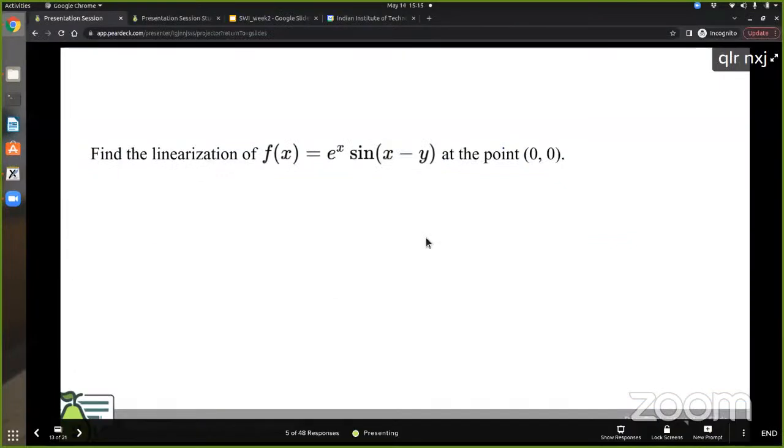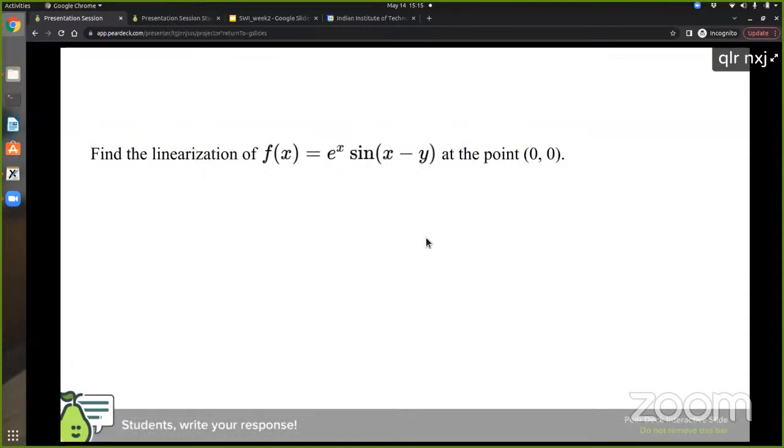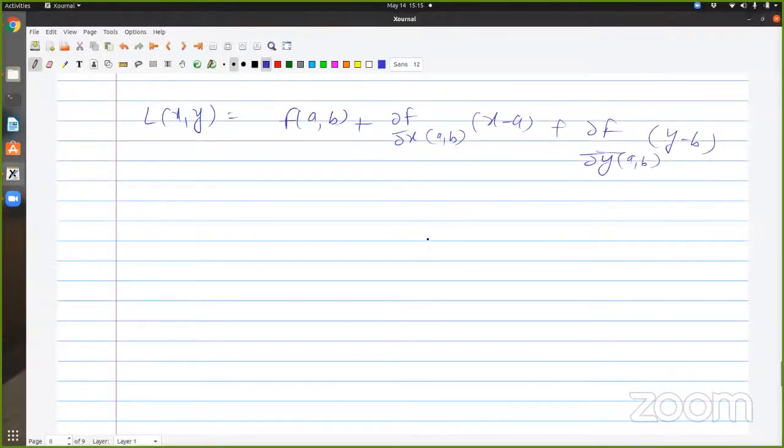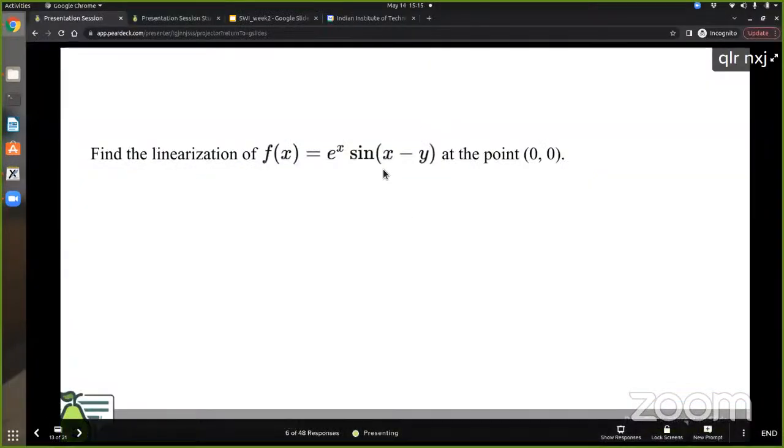Should we expand sine x minus y like sine x cos y minus cos x sine y? No, there's no need of that. All you need is the derivative, right? Dou f by dou x. You should just know the derivative of sine. Okay, yeah. Sorry.